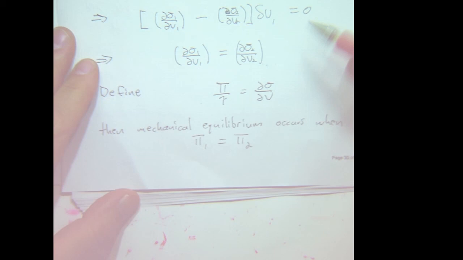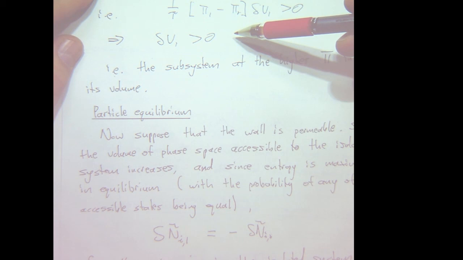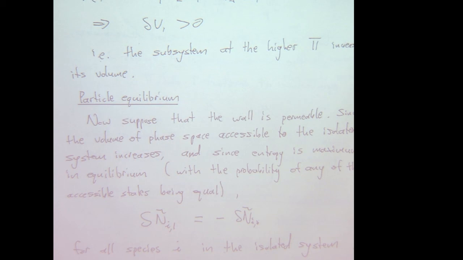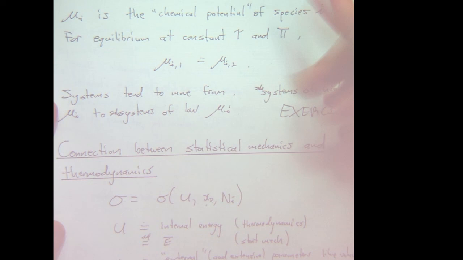Pi over tau equals d sigma by dV. So mechanical equilibrium gives you pi 1 equals pi 2, and it has all the properties of pressure, basically. So you say, okay, that's the pressure. If it looks like a duck and quacks like a duck, it's a duck. Particle equilibrium, same thing as before, with mu, you get the equality of chemical potential. So that is the connection between statistical mechanics and thermodynamics.